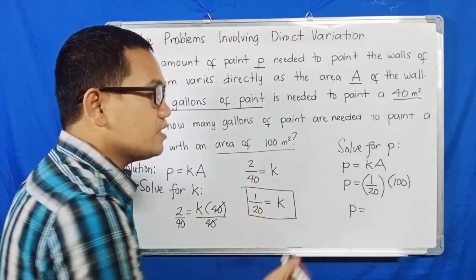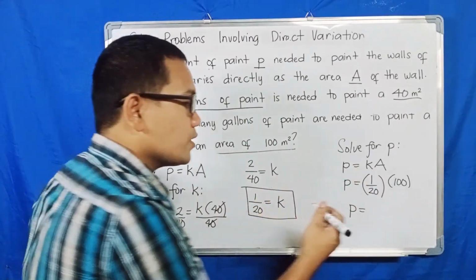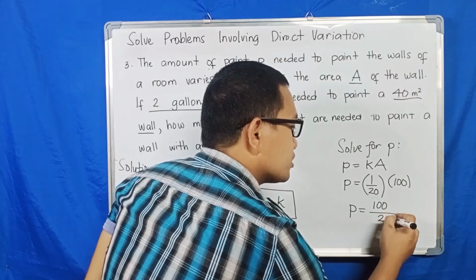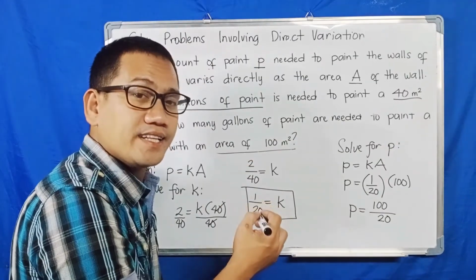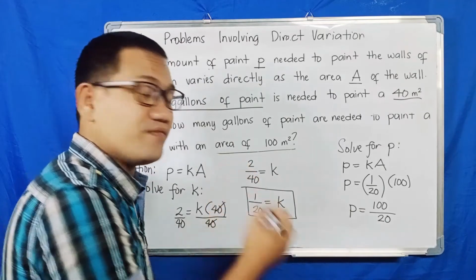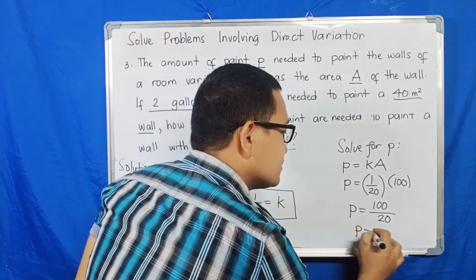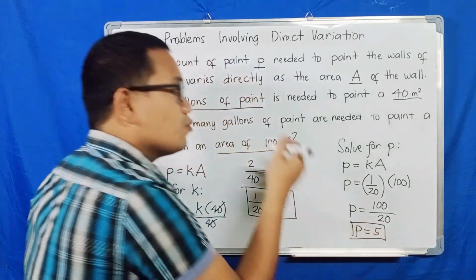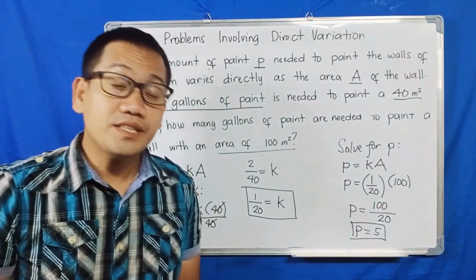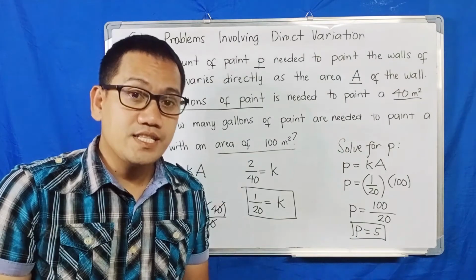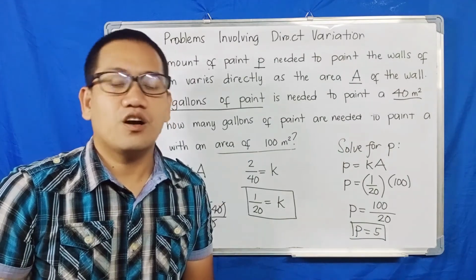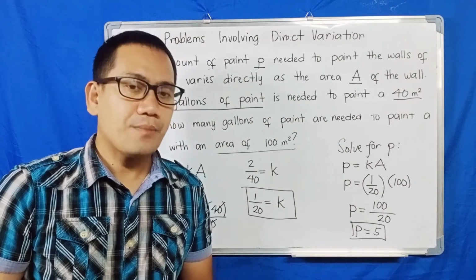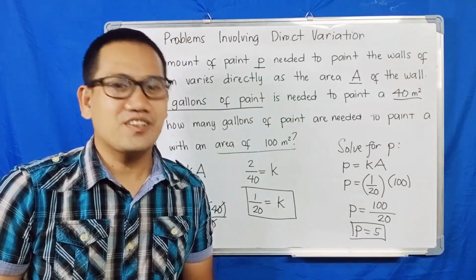So to simplify, 1 over 20 times 100, that is 100 over 20. And 100 over 20 can be simplified as 5. This means a 100 square meters wall needs 5 gallons of paint. So this is how to solve a problem involving direct variation.